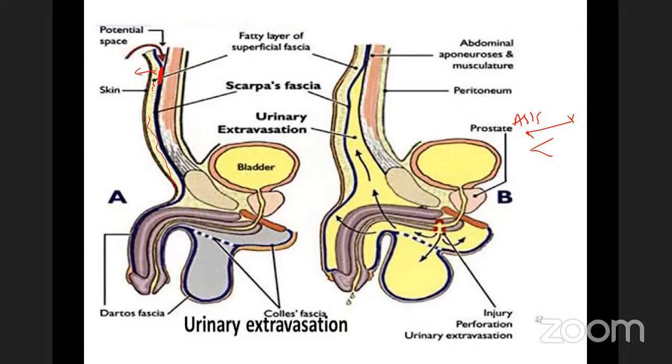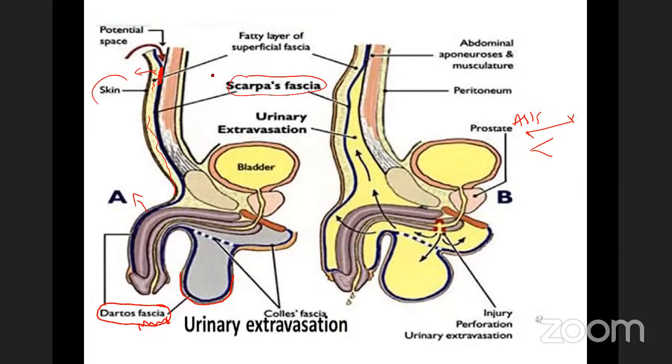Then when you trace the Camper's fascia to the penis, the fat absolutely disappears from the Camper's fascia. Now the Camper's or the superficial fatty layer in the scrotum becomes a muscle which is called the Dartos muscle. Okay. So that is about the Camper's layer. Now we will discuss the Scarpa's fascia.